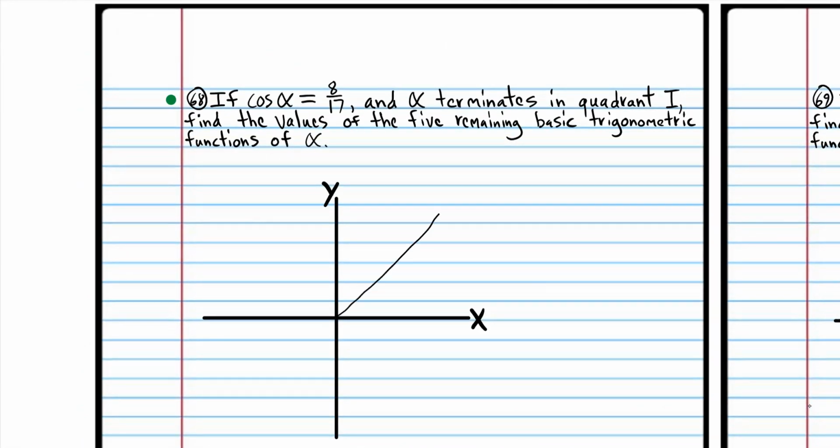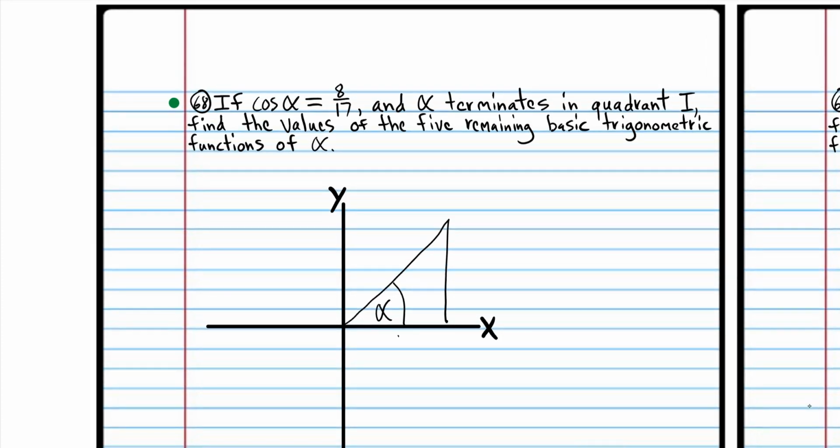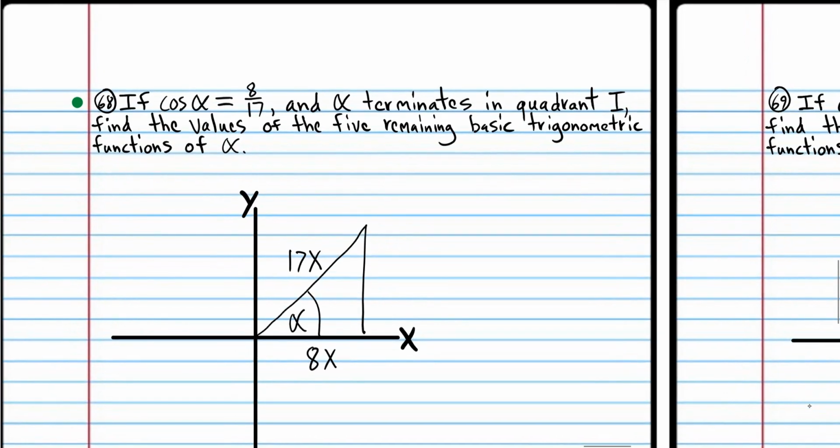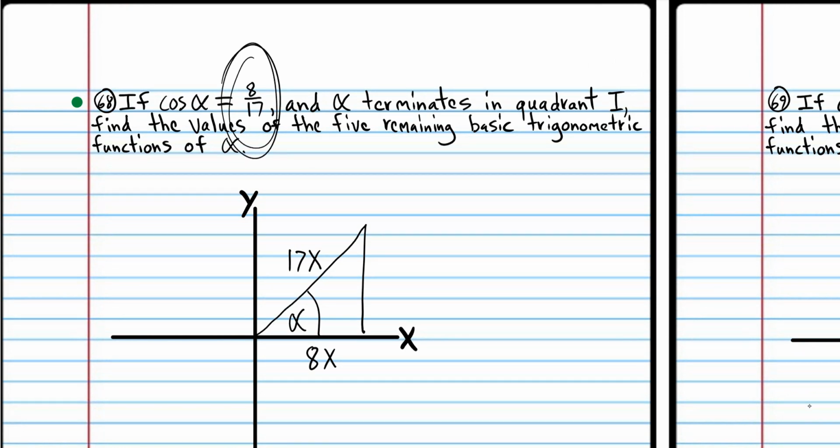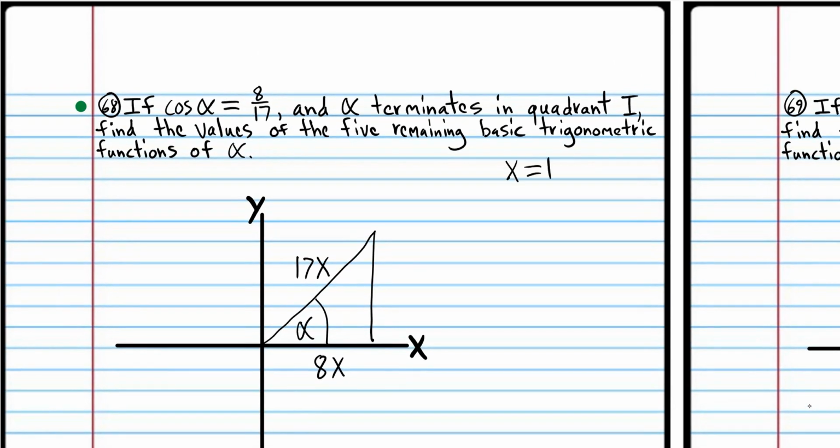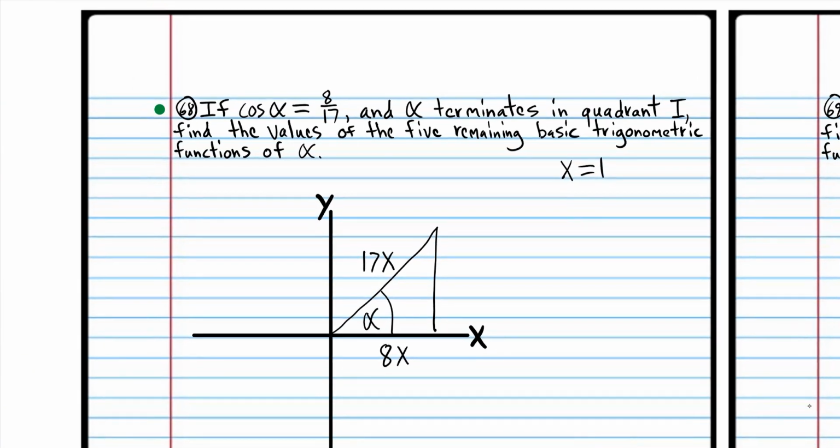Alright, we're back. We're going to draw the triangle in the first quadrant because they tell us it's in the first quadrant. And the adjacent side, we're going to make 8x and the hypotenuse 17x. We're writing an x because we don't know how big or small the triangle is. This is just a ratio. It doesn't tell you how long the sides are. But for convenience, we're going to let x equal 1. So if x is equal to 1, let's draw that triangle. This side is 17 and this side is 8.